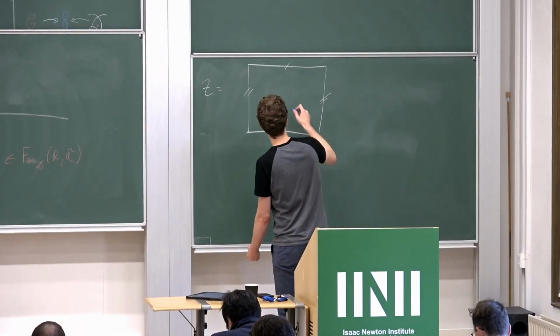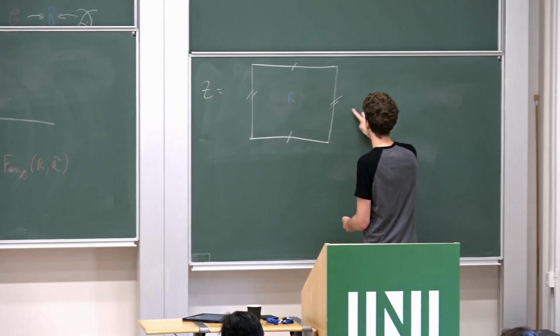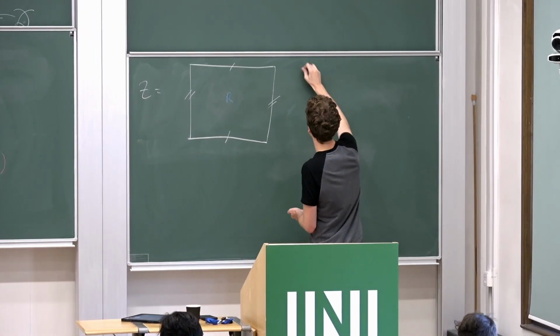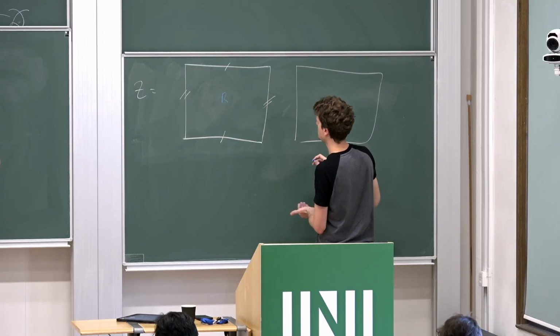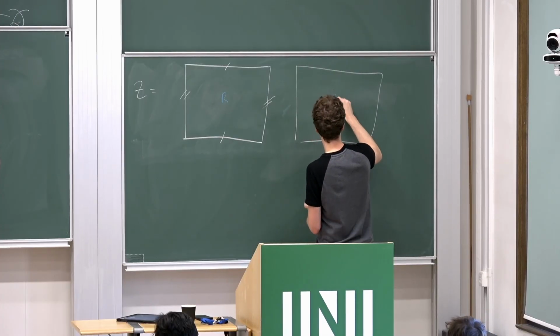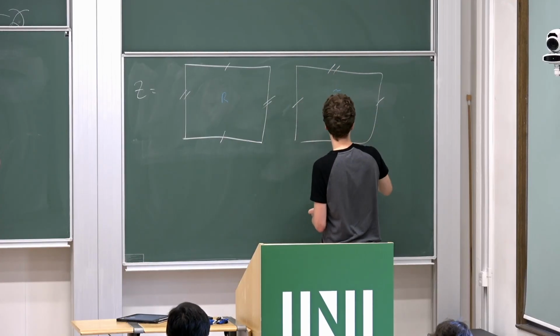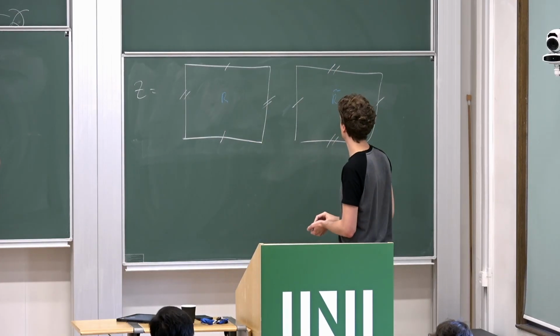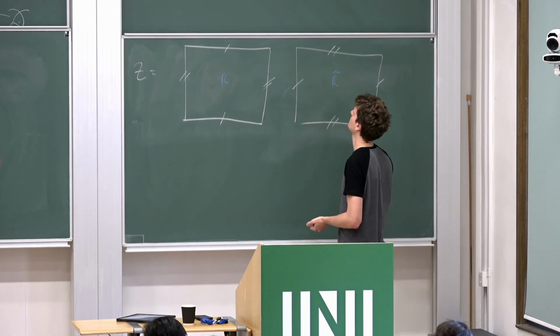So let me say I have this partition function here on the one hand, and I have this partition function here where I keep everything the same except for this R. So I go to this R tilde. And I ask, what is the relation between these partition functions? How can I relate these?